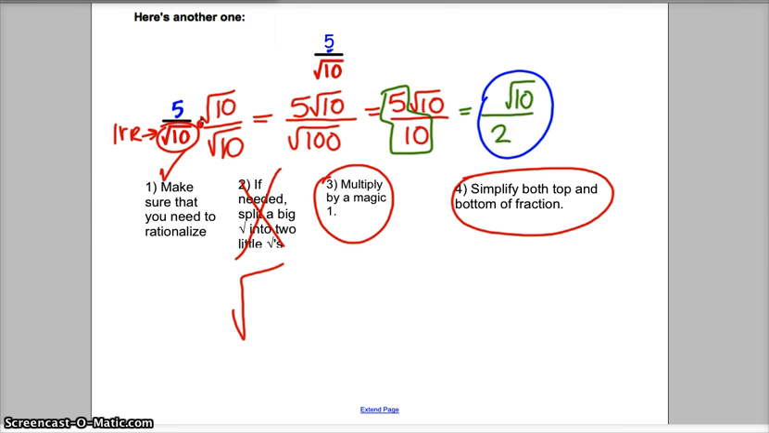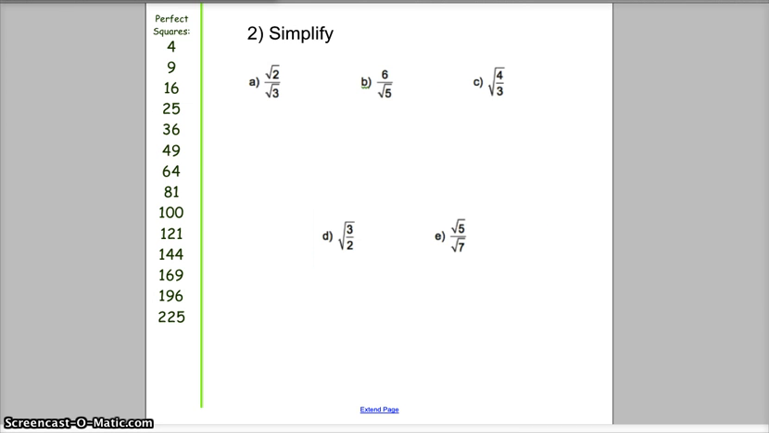Let's do some practice. Simplify. I'm looking at problem A. There's an irrational number on the bottom, so this process needs to occur. Multiply both top and bottom. Square root of 6 does not simplify. The square root of 9 simplifies to 3. There's my answer. I'm going to keep going.